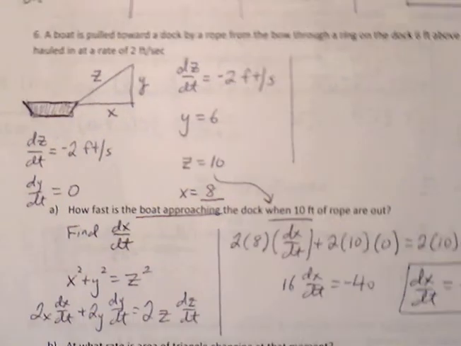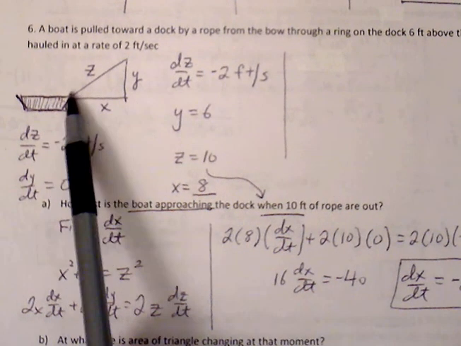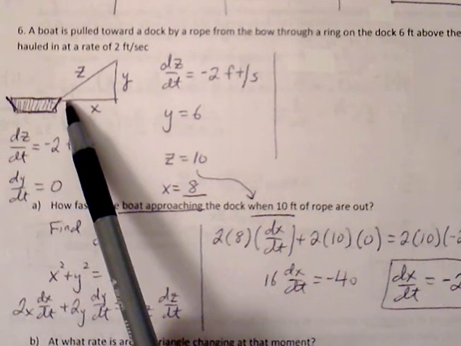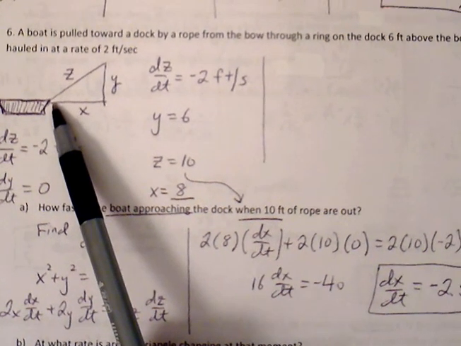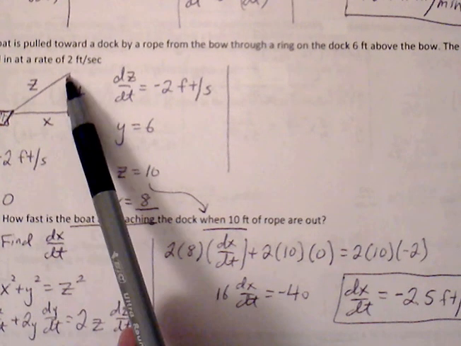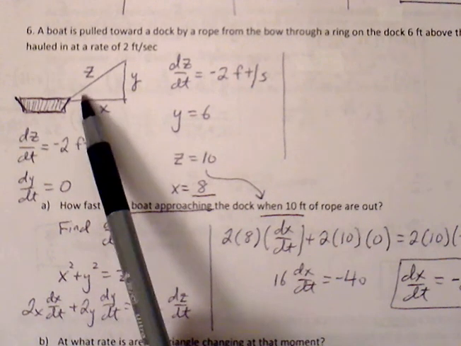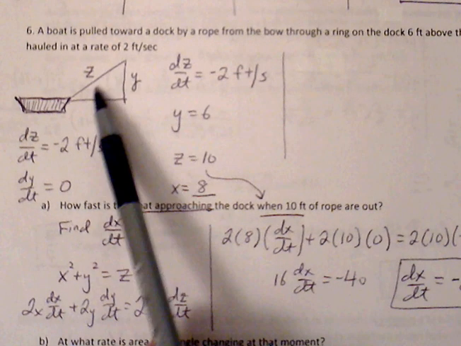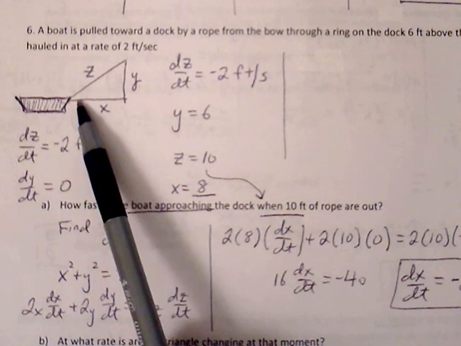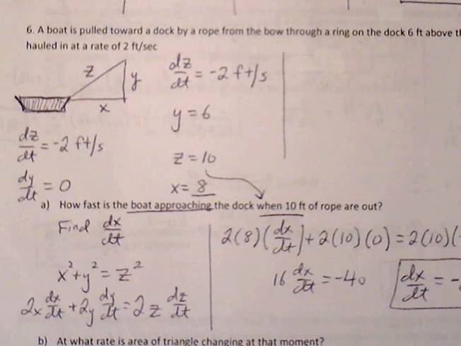Okay, last one here, dealing with similar triangles, dealing with the Pythagorean theorem. A boat is pulled toward a dock by a rope. So here's a rope represented by z, from the bow through a ring on the dock that is 6 feet above the bow. The y value represents the distance from the water to the dock. And the rope is being hauled in at a rate of 2 feet per second, so we know z is getting smaller. The hypotenuse is getting smaller because that boat is moving in closer and that rope is getting pulled in. So dz/dt is negative 2 feet per second. Our y is remaining constant at 6.